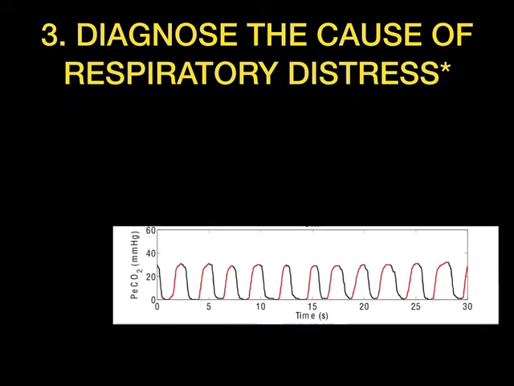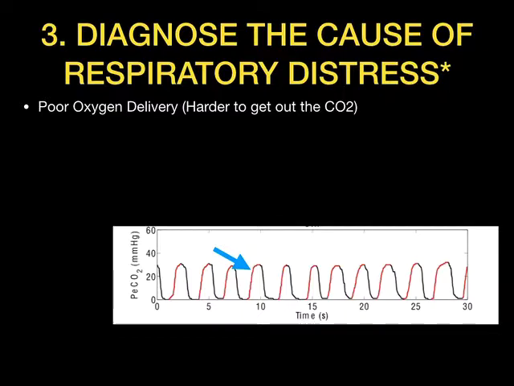So let's try diagnosing the cause of respiratory distress. Here's a tracing of a patient and their end-tidal CO2. Notice we don't have our classic box shape. What disease can you think of that gives us poor oxygen delivery, so it's harder to get the CO2 out?